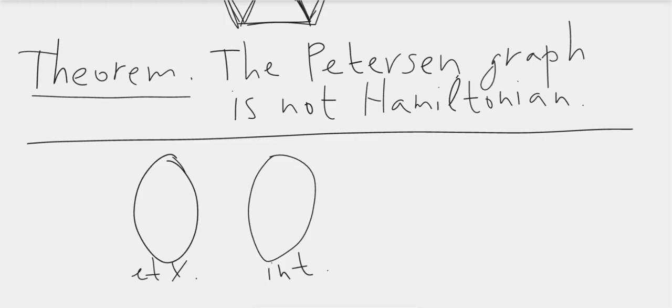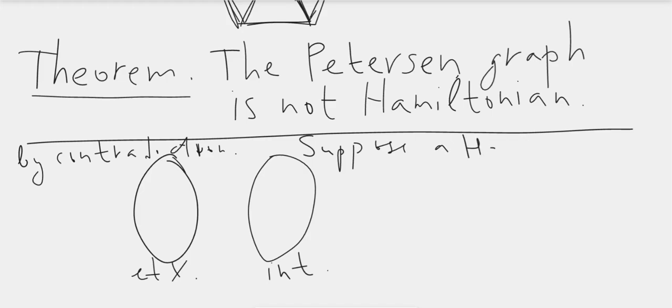We prove it by contradiction. So the proof is by contradiction. We suppose that the Hamiltonian cycle exists, and we will arrive at a contradiction.